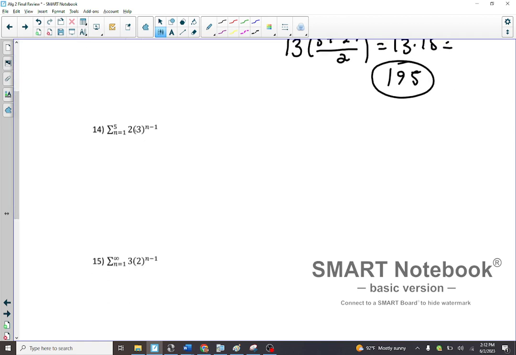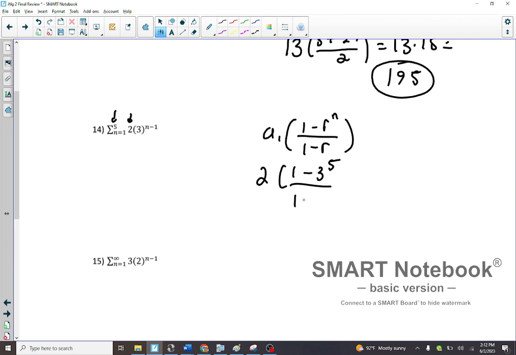Next one. This is a geometric sequence. The geometric sum formula is a1 times 1 minus r to the n power over 1 minus r. So in this case, a1 is the number in front, which is 2. If you never know, you can just plug in 1 and see what happens. 1 minus the r, which is 3. So 3 to the 5th power, because I'm going 5 steps, and I know that because the top of the sigma is 5, over 1 minus the 3.